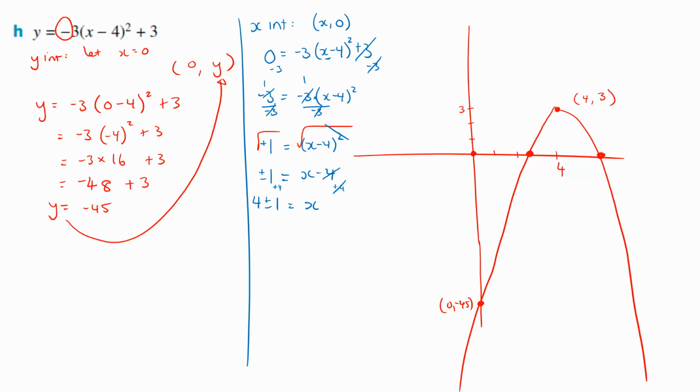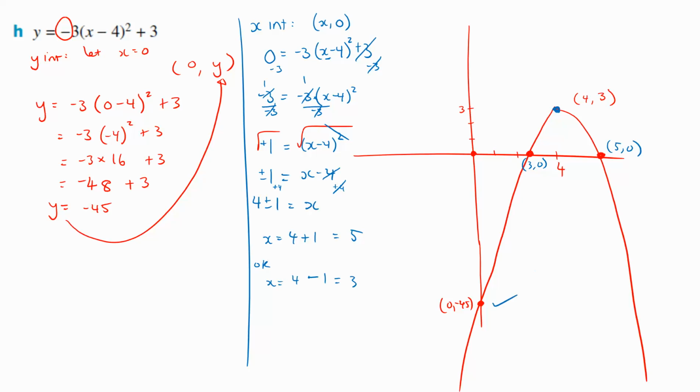Now, our answer is you can have x is equal to either 4 plus the 1, or you can have x equal to 4 minus the 1. In that case, we've got 5, or we can have 3. So that means the turning point, remember, was at (4, 3). This x-intercept has to be 3, so it's at (3, 0), whereas the other one was at (5, 0). So there you go, you've got our graph.